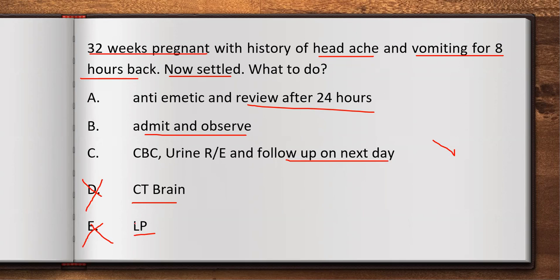Because the patient doesn't have any fever, lumbar puncture is not needed in this case. Again, CT brain: if it has settled, and it's a 32 weeks pregnant lady, we are not thinking about anything sinister or serious at the moment. It could be gynecological issues; headache and vomiting can be due to a lot of problems. Antiemetic and review after 24 hours is an option, but if the vomiting has settled, there is no need to give antiemetic at this point.